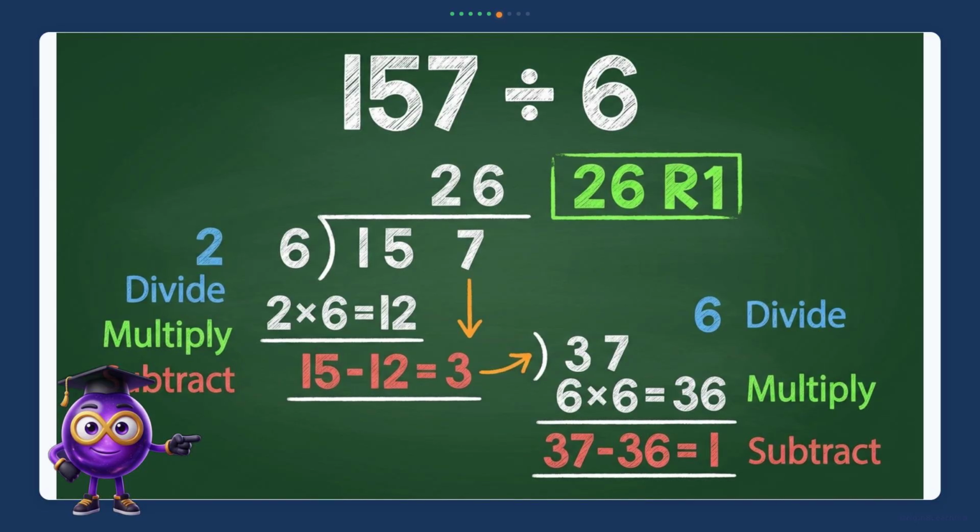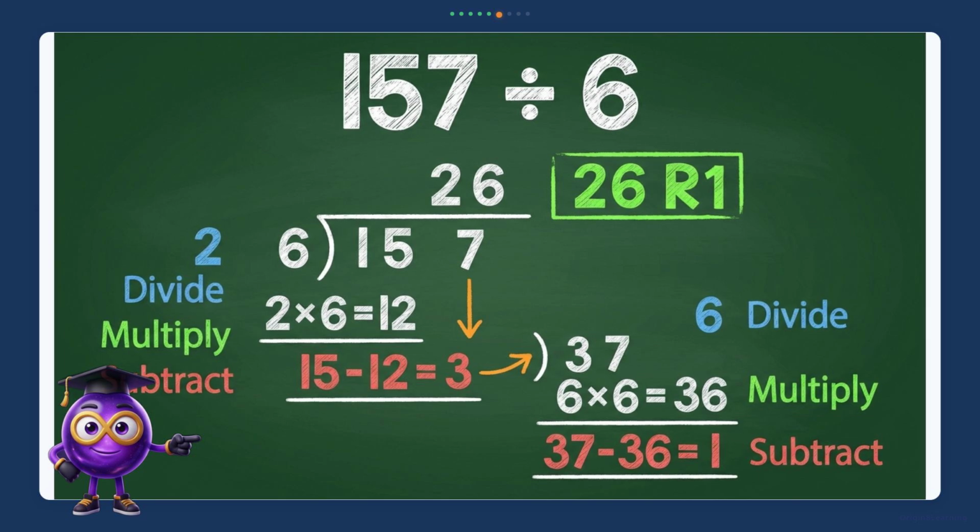We have 37. How many times does 6 fit into 37? 6 times, because 6 times 6 equals 36. Write 6 on top. Subtract. 37 minus 36 equals 1. The answer is 26 remainder 1. You just divided a 3-digit number.